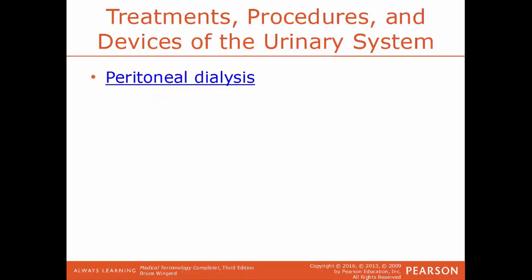Peritoneal dialysis. This is a treatment that's used for patients with severe chronic kidney disease. This is a type of dialysis where the lining of the abdominal cavity of the person is used to remove any extra fluid or any waste from the blood. That is compared to hemodialysis, where we have a man-made filter that's used to filter out waste and extra fluid from the blood.